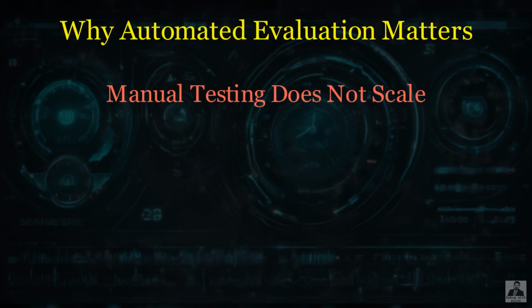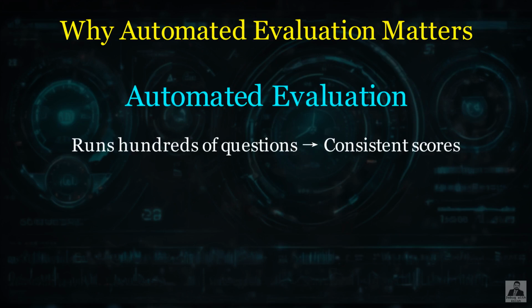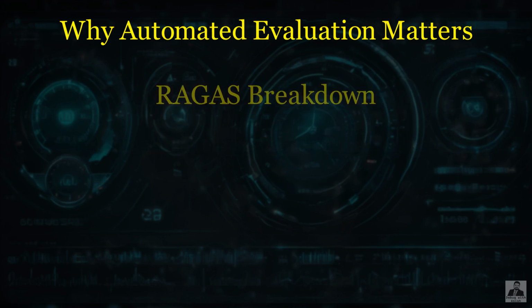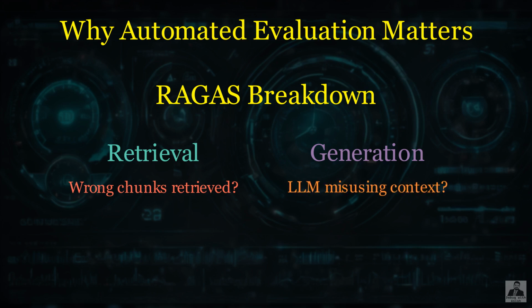Manual testing does not scale. You can check 5 questions by hand, but a change that improves those 5 might quietly break 50 others. Automated evaluation runs hundreds of questions and produces consistent comparable scores. More importantly, RAGAS breaks performance down into separate metrics for retrieval and generation. This means you can pinpoint whether a drop in quality is caused by the wrong chunks being retrieved or by the language model misusing the context it was given.